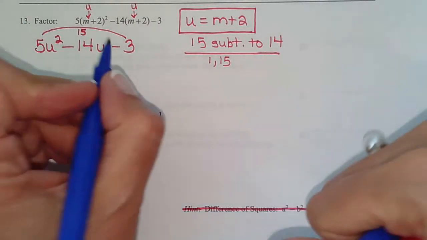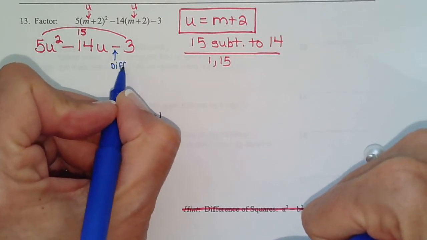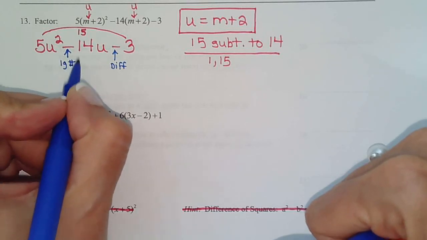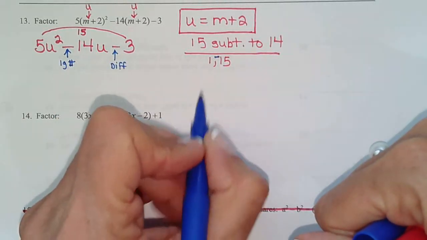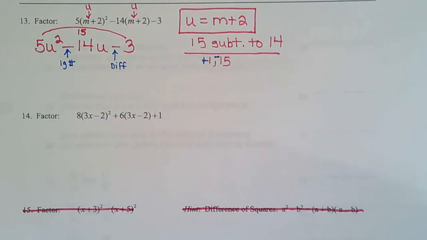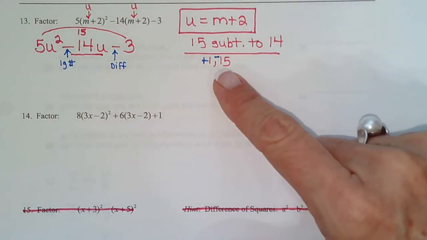So this says the signs will be different. And this says the larger number of the two needs to be negative. So 15's larger, make it negative. And that says they're different, so make the other one positive. And now we're ready to replace negative 14u with these two values.